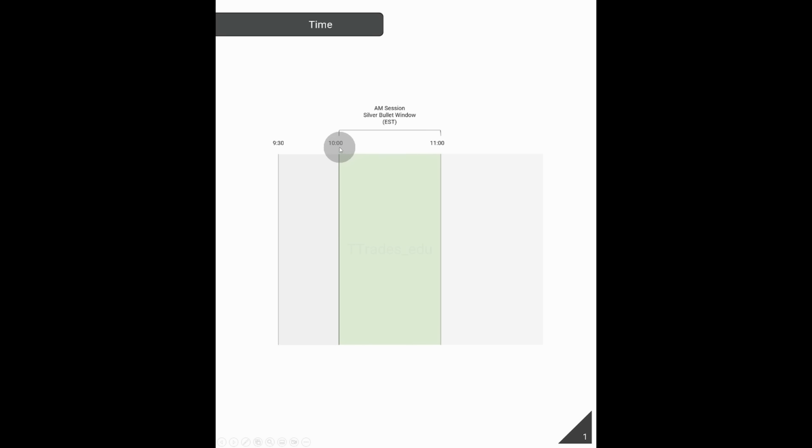I'm going to be focusing on the 10 to 11 a.m. time window, or the AM session Silver Bullet window. The only time I will take entries is if it appears between 10 and 11 a.m.